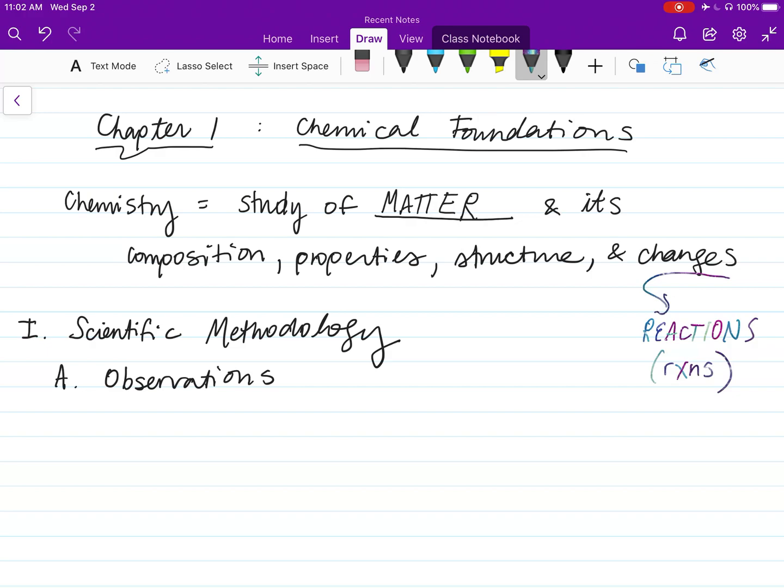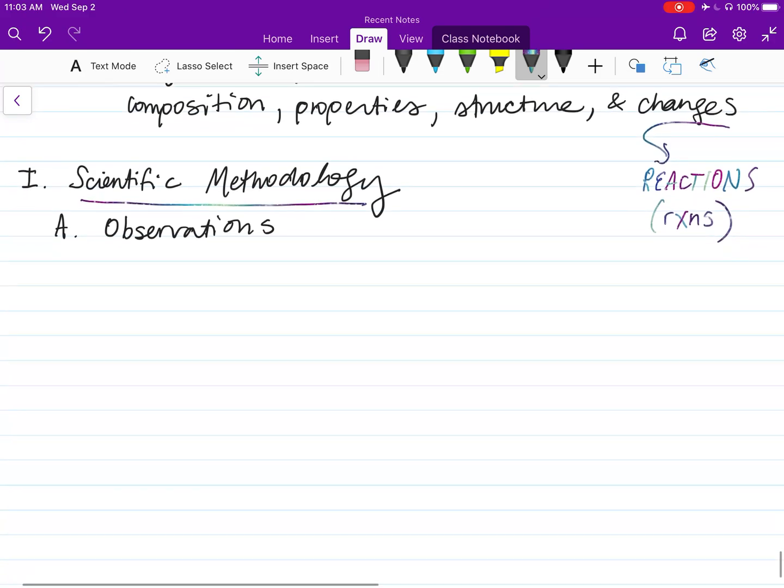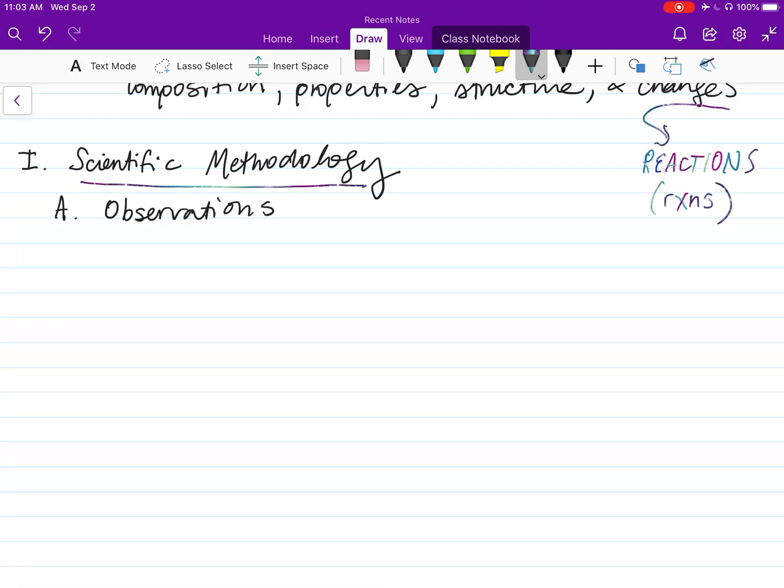How we have come to understand so much about the chemical world is really through applying what's called the scientific method. So you probably get this in a lot of your science courses, an introduction to the scientific method. The scientific method is grounded in conducting observations, and observations are made via measurements.